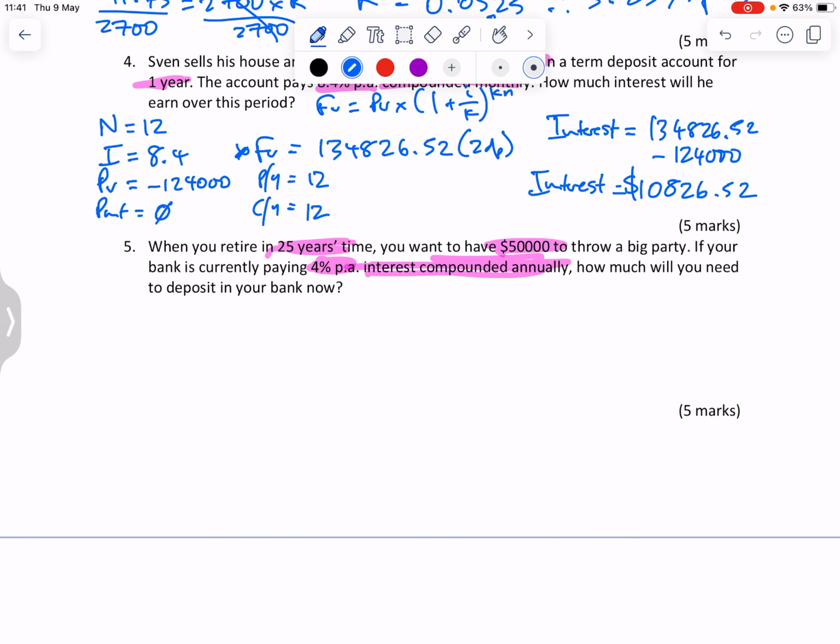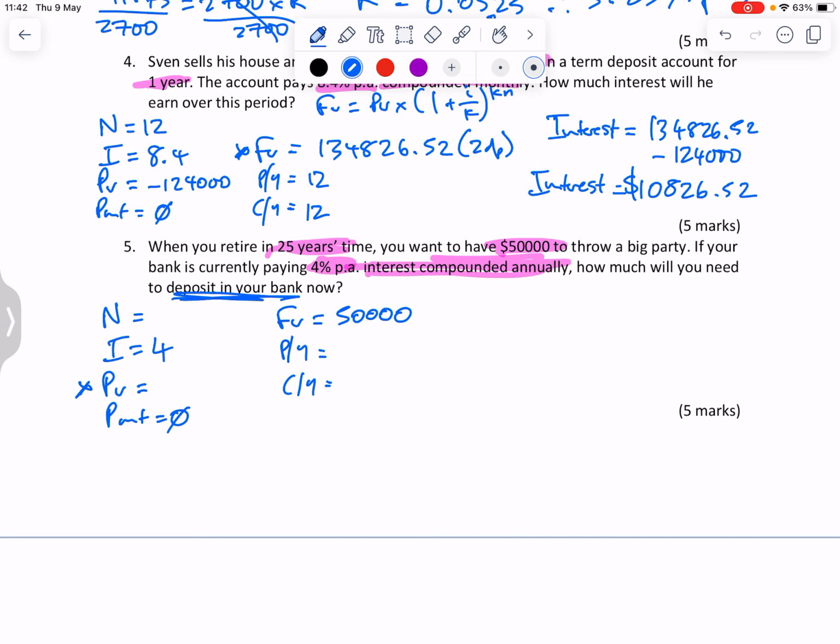So N, the interest rate is 4%. PV, it's asking me how much do I need to deposit now, so it's asking for PV to be worked out. PMT, nothing at year 11 level. FV, you want to have 50 grand to throw a big party, so that's what you want your account to grow to, 50,000. PY and CY are both the same at year 11, and it's compounding annually, so PY and CY should be 1. When you retire in 25 years' time, so if something is happening once a year, and it's happening in 25 years' time, N will be 25 times by 1, which is 25.